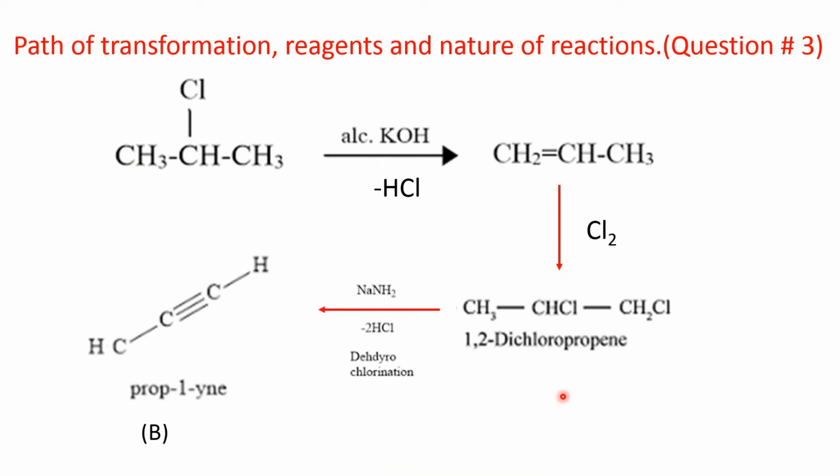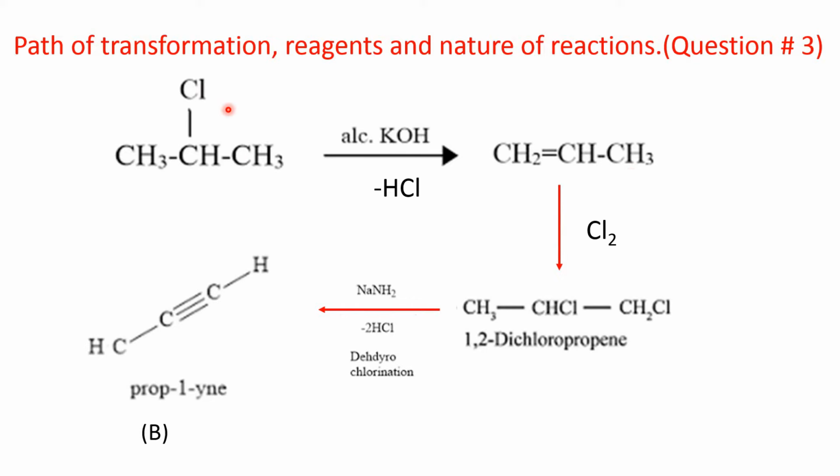Now, this path of transformation, reagents and nature of reactions, that is our question number 3. So what we have seen is that this propane on substitution with chlorine, 2-chloropropane has formed. Okay. Now next one, after substitution, is the elimination, in the sequence that we have seen.